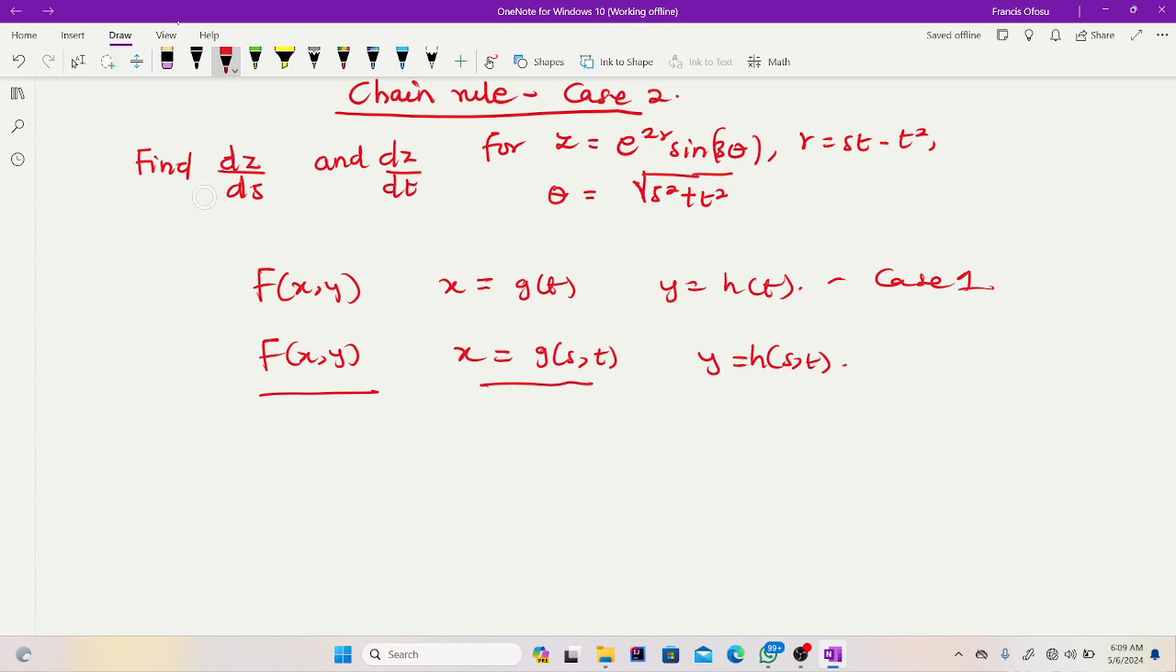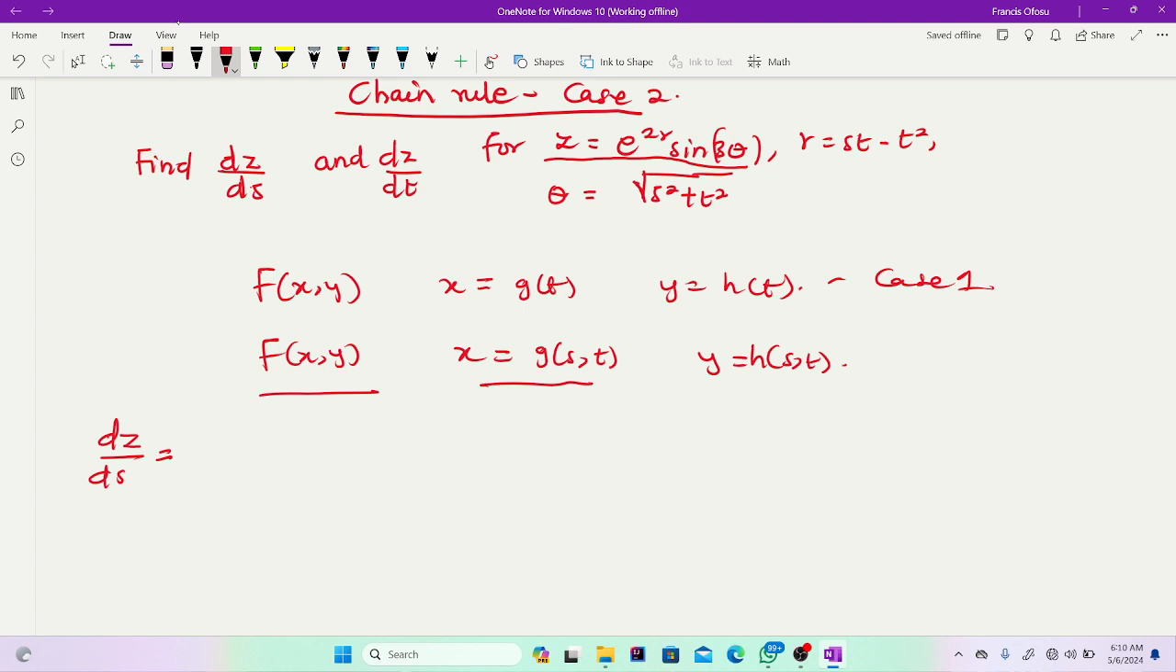So now let's see. Find the partial z on s and the partial z on t, right? So right now we are finding the partial derivatives of the main function. Let's find the partial z over s first. The z over s, right? So I'll move straight to the main function.